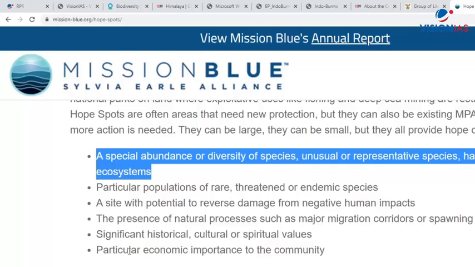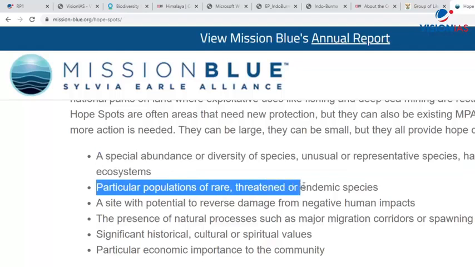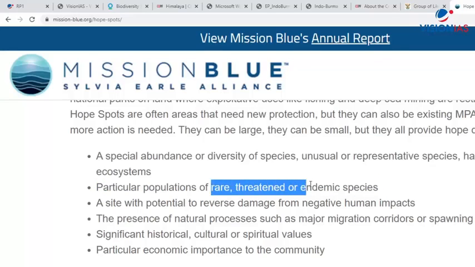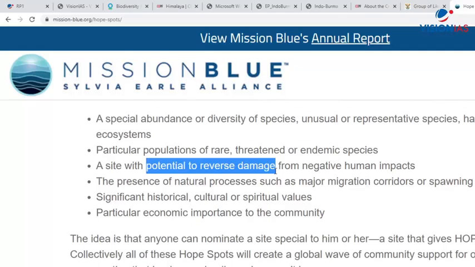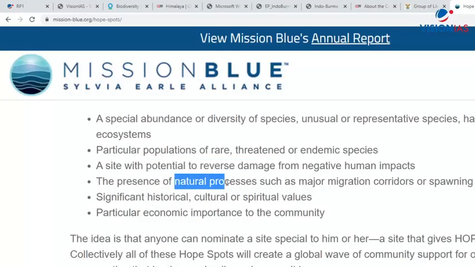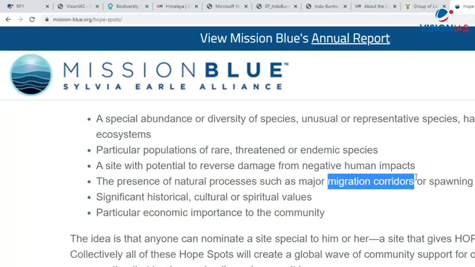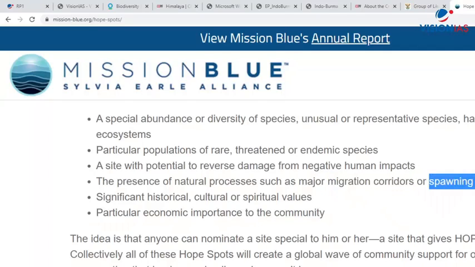This is a feature of part of a hotspot. Now see, particular populations of rare, threatened or endemic species are found there. In such kinds of hotspots, rare, threatened, endemic species are found. Now hotspots have a potential to reverse damage from negative human impacts. Then there is a presence of natural processes. Maybe there may be a migration corridor for whales, sharks, marine turtles, or maybe a breeding ground. Spawning means breeding ground. It may be a spawning ground or breeding ground.